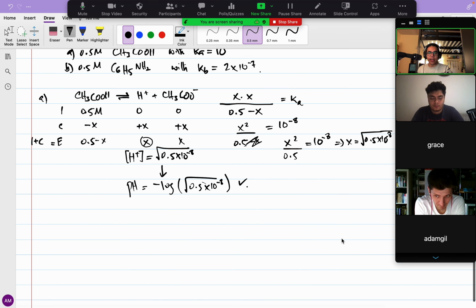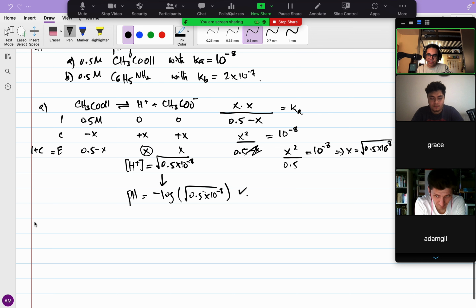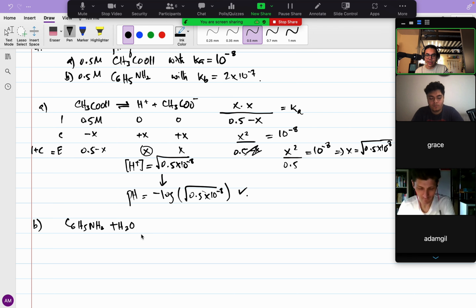All right, let's do the second one. C6H5NH2. This is an H plus absorbing kind of base. When you have that kind of base, you need water to make its basic nature shine through. So if you have a base that doesn't have an OH in it, add it to water.